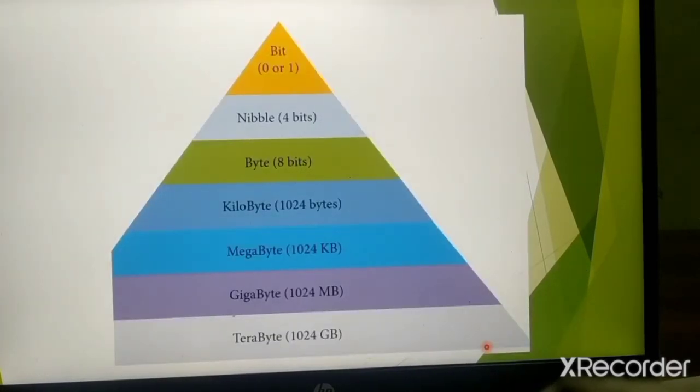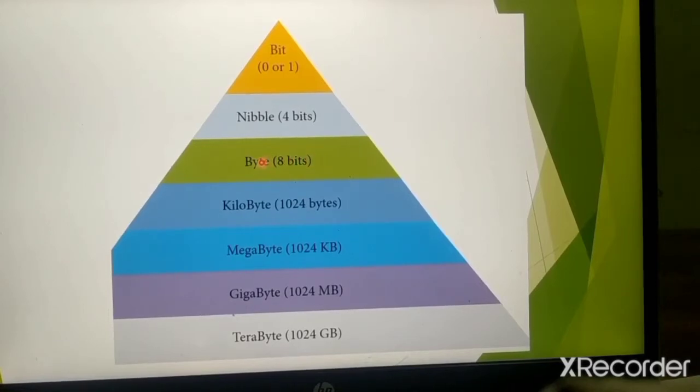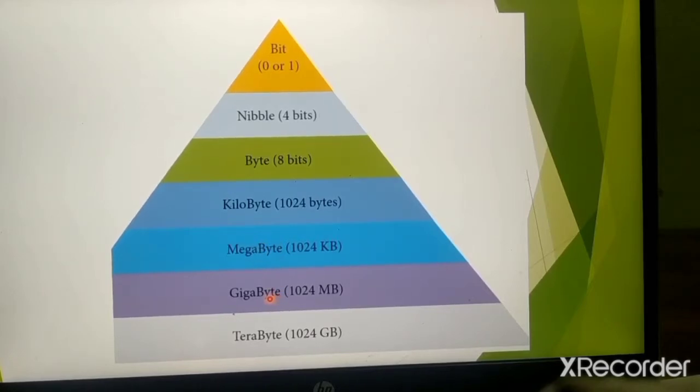Next, here is given a pyramid structure. First, what is a bit? 0 and 1 are called a bit, which are binary numbers. Next, what is a nibble? A nibble is 4 bits, a combination of 4 binary bits. Like this, a combination of 8 binary bits is called a byte. 1024 bytes is equal to 1 kilobyte. 1024 kilobytes is equal to 1 megabyte. 1024 GB is equal to 1 terabyte, and then petabyte, etc.